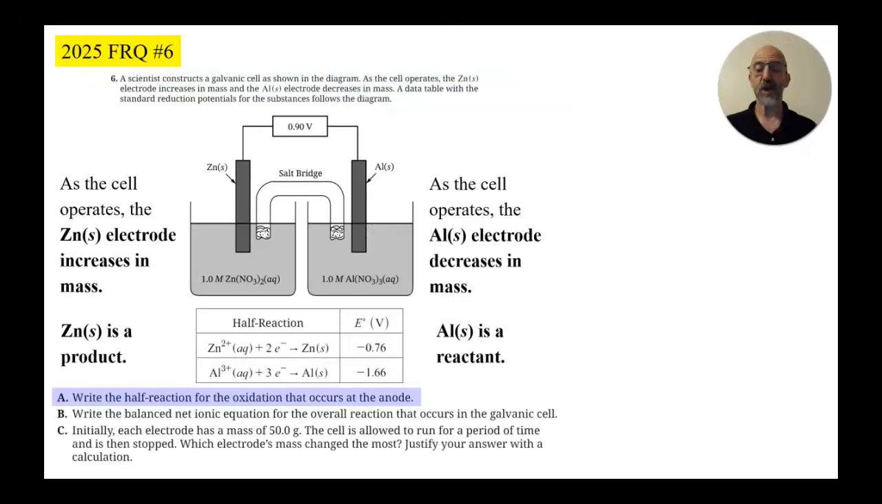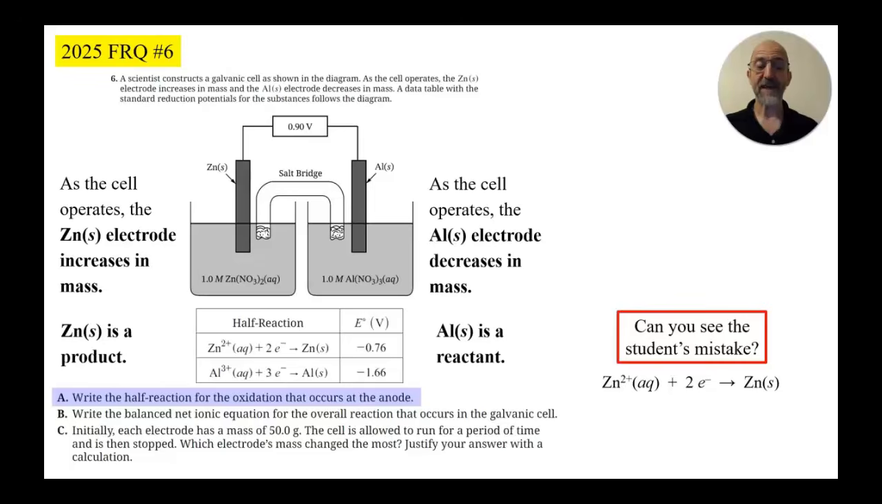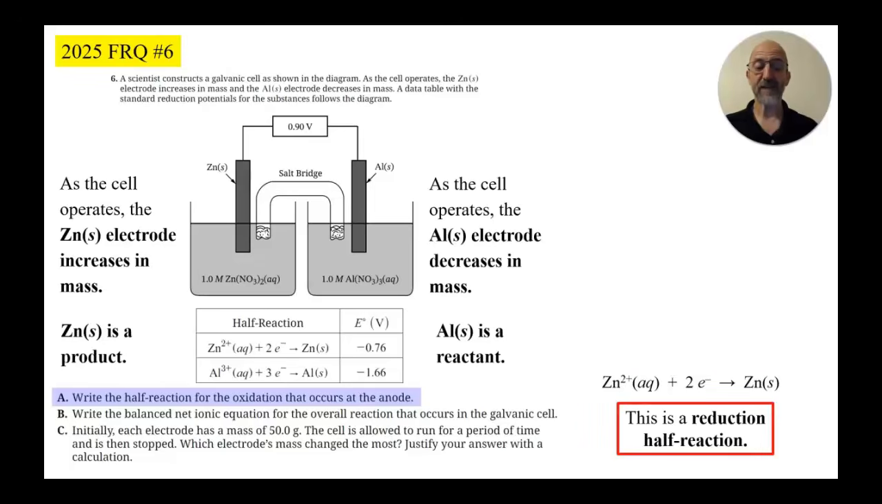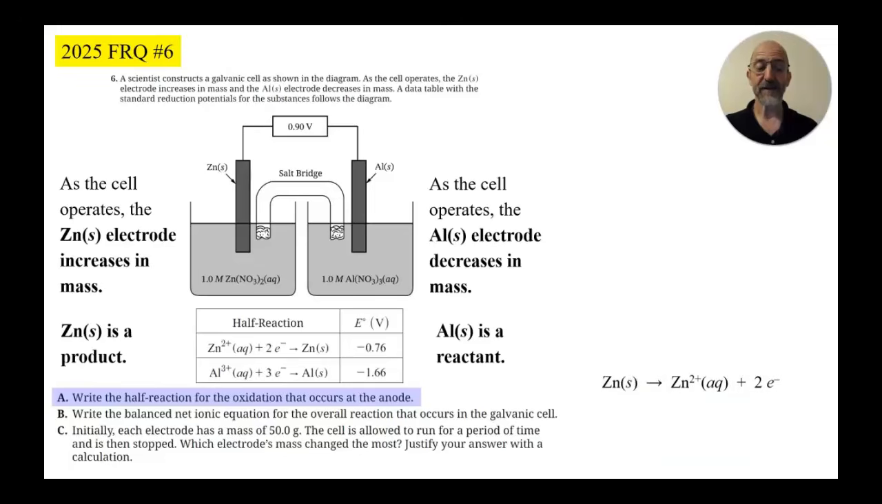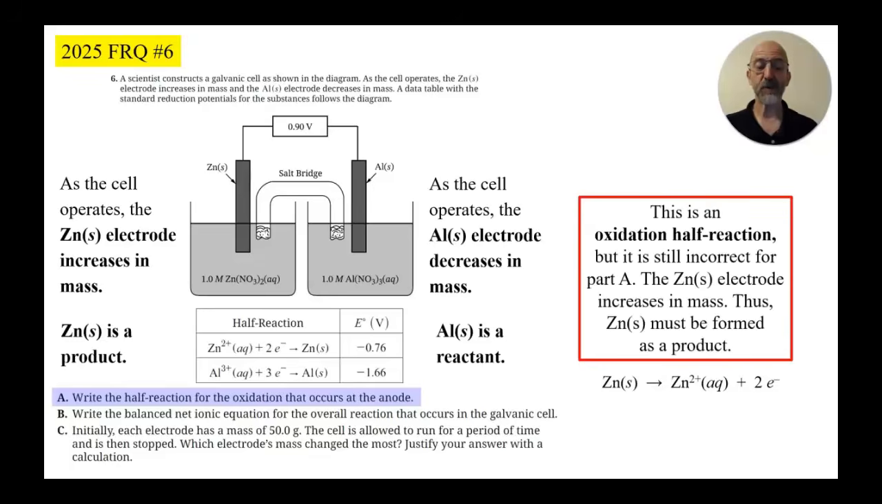So now I have to write the half reaction for the oxidation that occurs in the anode. Well, this is what the student wrote, and they are incorrect. Is this, what the student just wrote, an oxidation reaction? I see zinc changing from +2 to 0, and it's gaining electrons. So that is incorrect because this is a reduction half reaction. All right, well then the student flips it around. Now we have an oxidation half reaction, but it doesn't match the information we were given.